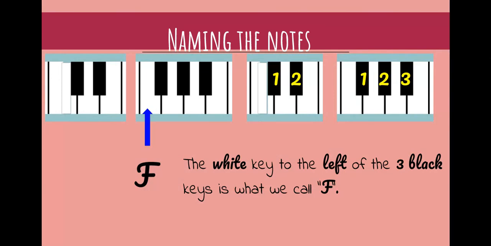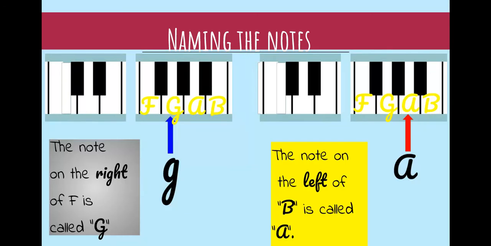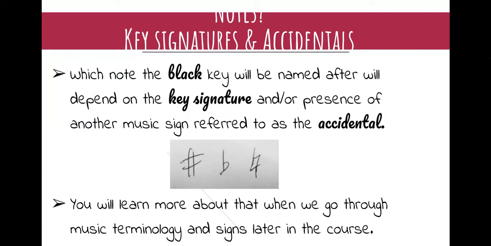Now we'll move on to the pattern of the three black keys. The white key to the left of the three black keys is what we call F. And the white key to the right of the third black key is what we call B. If we find the F and then move to the key to the right, it's going to be called G. And if we find the B and move to the left, that key is going to be called A. So we have the alphabetical pattern of F, G, and then after G we go back to A. So F, G, A, B. The white keys surrounding the three black keys are called F, G, A, B.